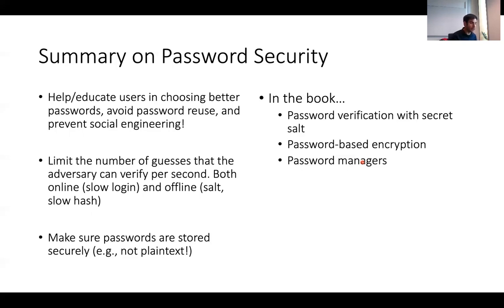A very effective measure is to limit the number of guesses that the adversary can do per second. This can be done in online systems, where you simply program your system to say that if the password was incorrect, then wait 3 seconds or wait 5 seconds before the user can input a new password. Or it can also be done in offline settings, where the adversary, for instance, has stolen a password file, and you can do this by using things like salt or slow hashes.